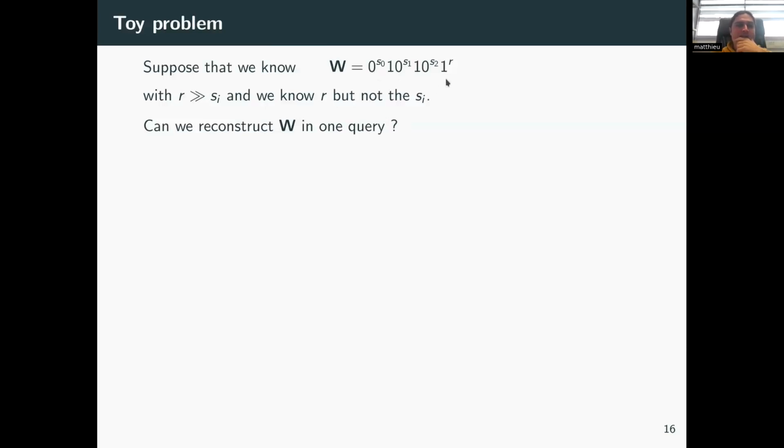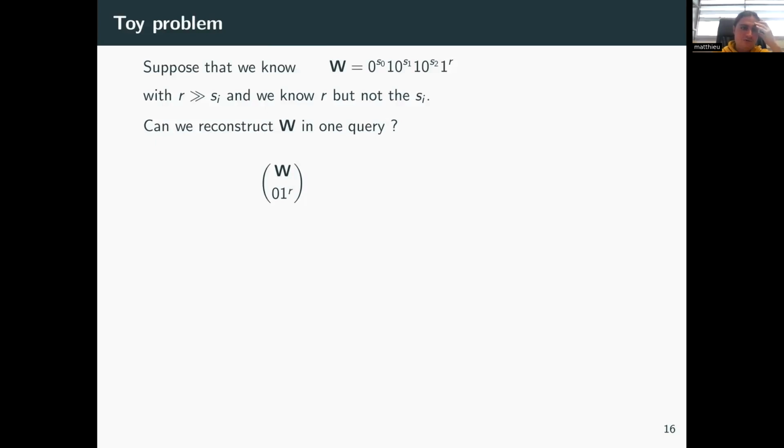Now, suppose I have this hypothesis, and I know the value of R. So the only thing I have to guess is S0, S1, and S2. Can I do this in only one query? And you might be guessing that if I ask the question, then the answer should be yes. And this is the query. So this is a simple query. I'm just going to ask how many occurrences of 0, 1 to the R inside W.